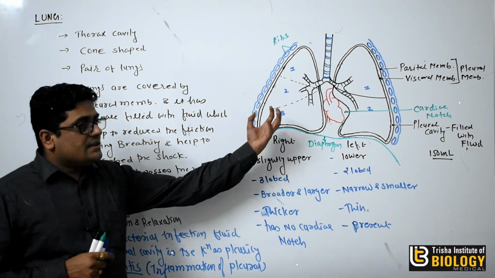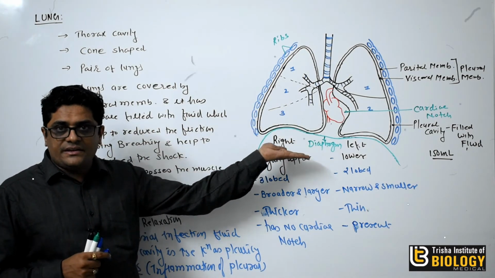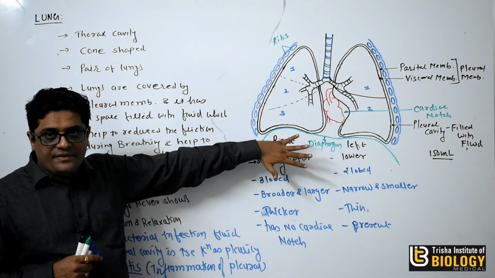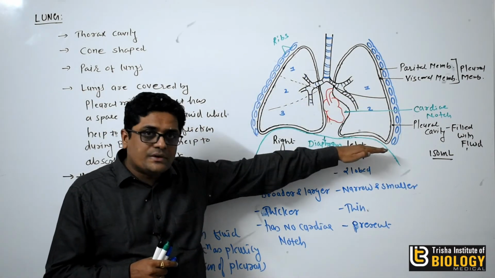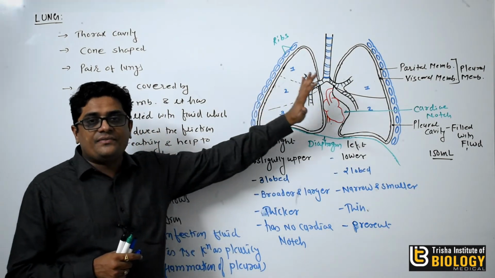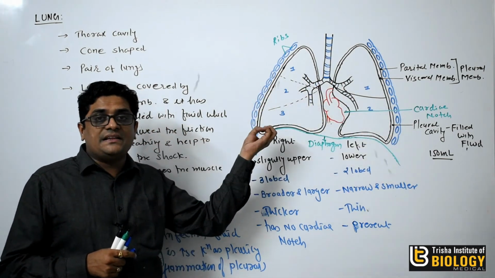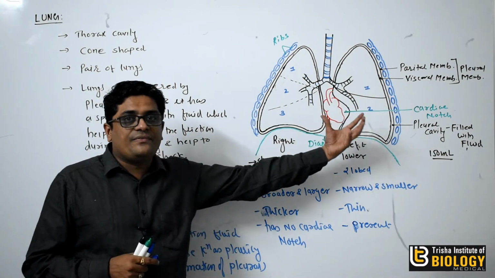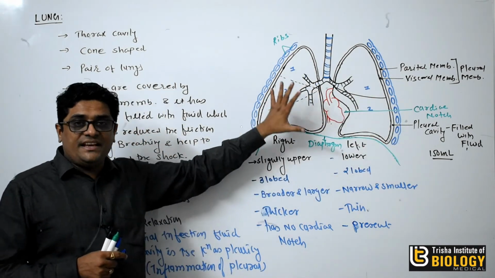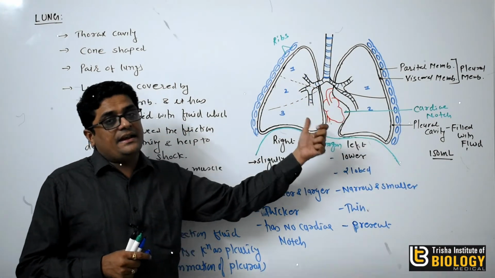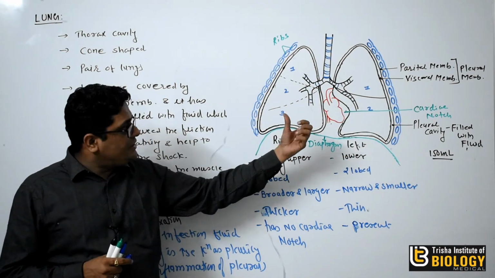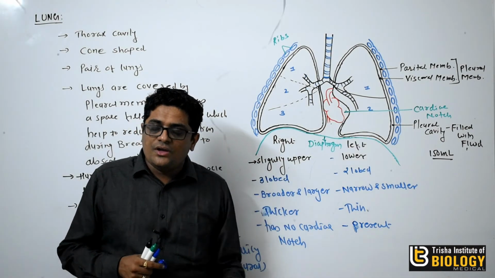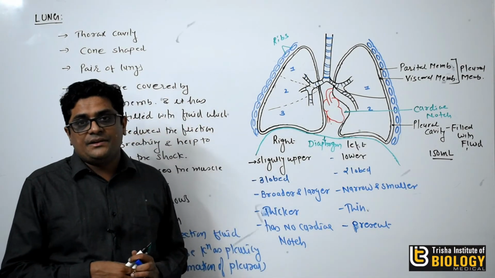Okay, one more thing, the right lung is always positioned lower than the left at the upper side, because the liver is present on the right side. The left lung is slightly lower. Right is broad, left is narrow. Right is larger, left is smaller. The right lung has 3 lobes, the left lung has 2 lobes. The right is thick, the left is thin, and the right lung does not possess the cardiac notch. The left lung possesses the cardiac notch where the heart is present.